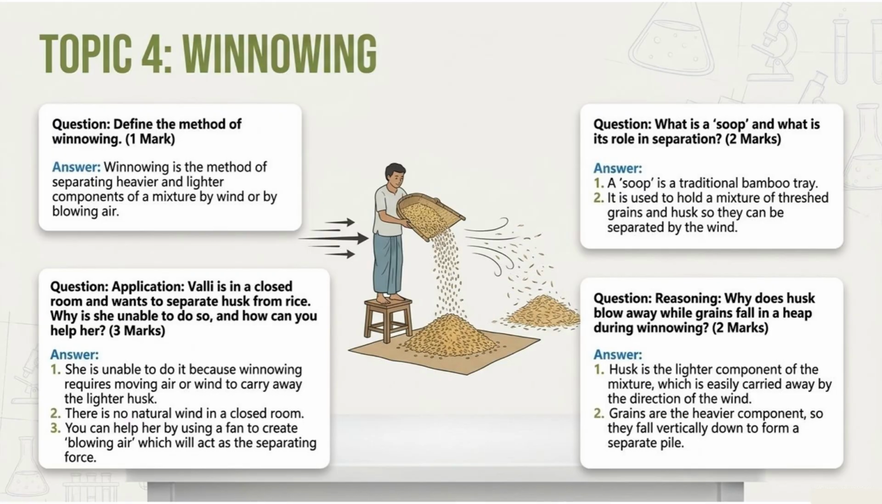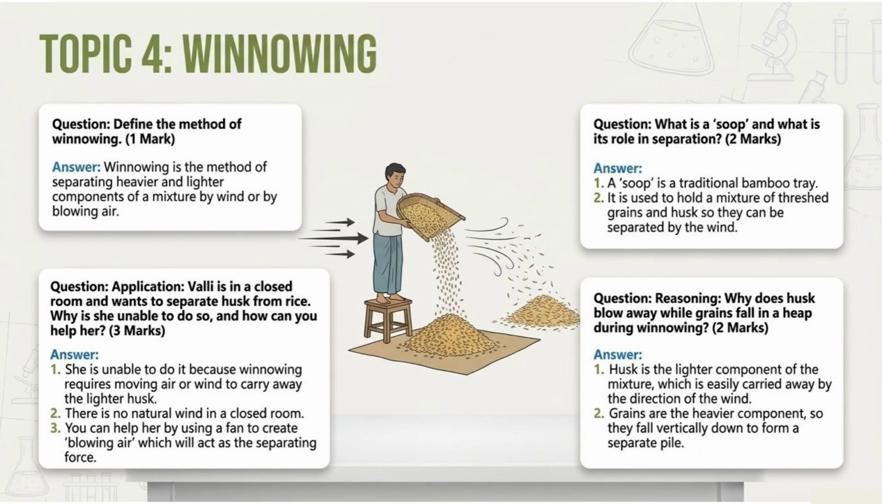Question, reasoning. Why does husk blow away while grains fall in a heap during winnowing? 2 marks. Answer, husk is the lighter component of the mixture, which is easily carried away by the direction of the wind. Grains are the heavier component, so they fall vertically down to form a separate pile.